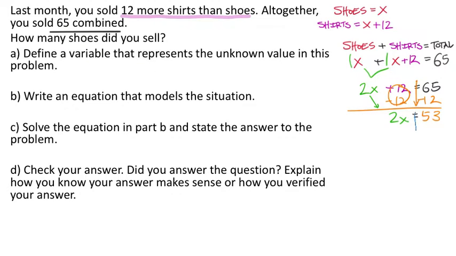Last thing I would need to do here is divide both sides by the coefficient of x, which is 2. Again, this one's coming out as a decimal or fractional value. That's okay. I'm just going to keep it. I put 53 divided by 2 in my calculator, and it said 26.5. In this case, that was x. X represents shoes.